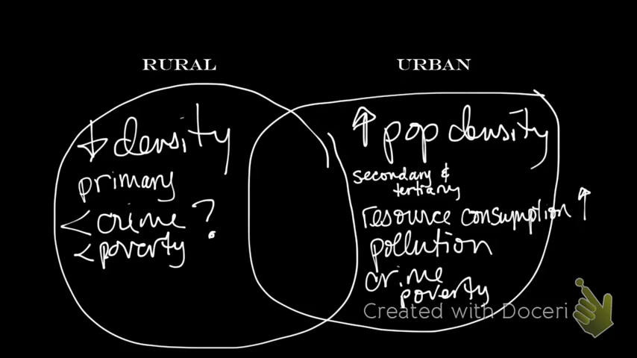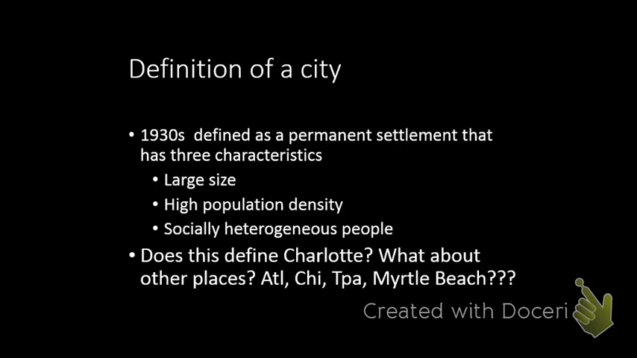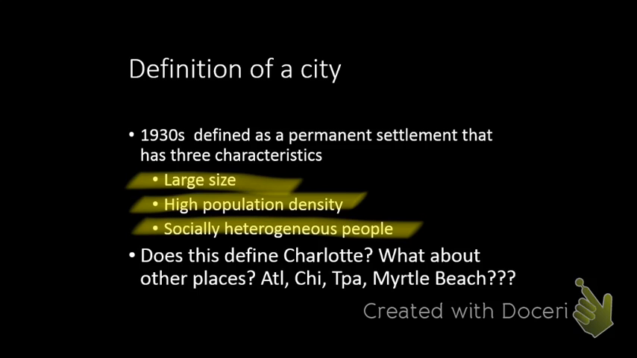Lastly, we're going to talk about how this would be a much more homogeneous population versus this would be a much more diverse population. Okay? We do have a simple definition of a city, and it has three defining characteristics. We would say that it is large in size, it is very densely populated, and heterogeneous in its demographics. Of course, heterogeneous means diverse.